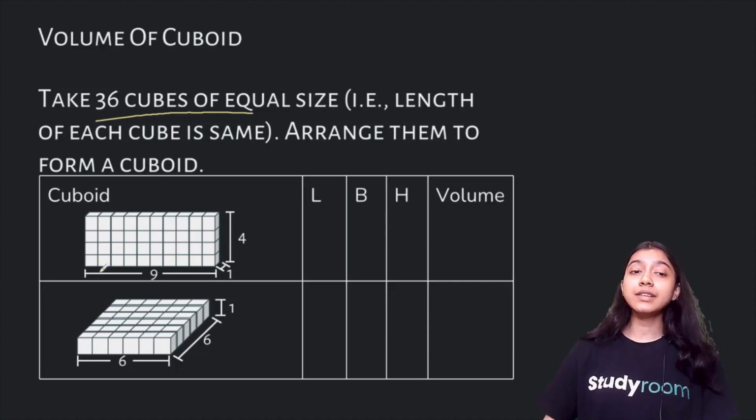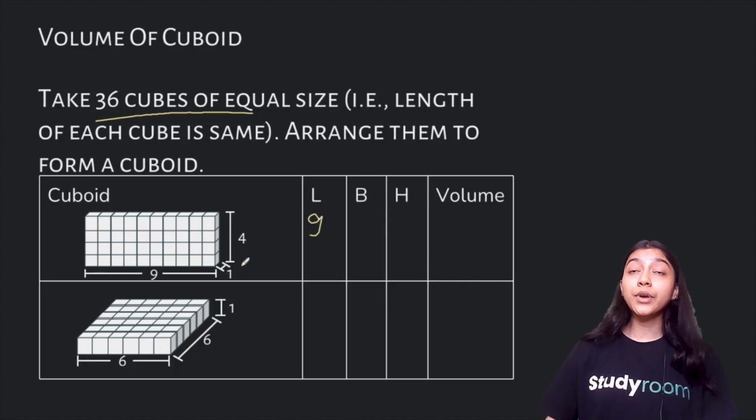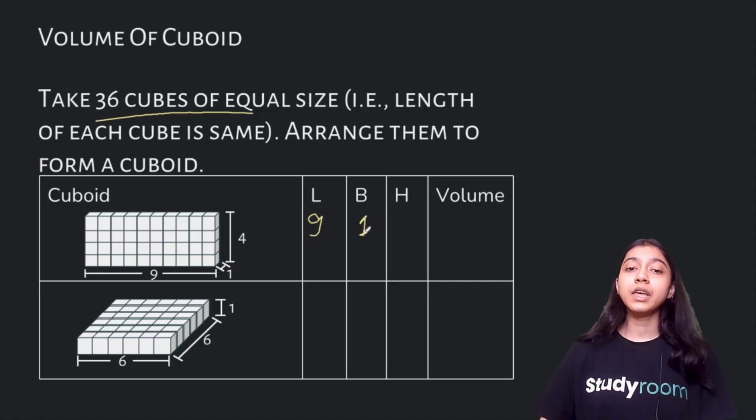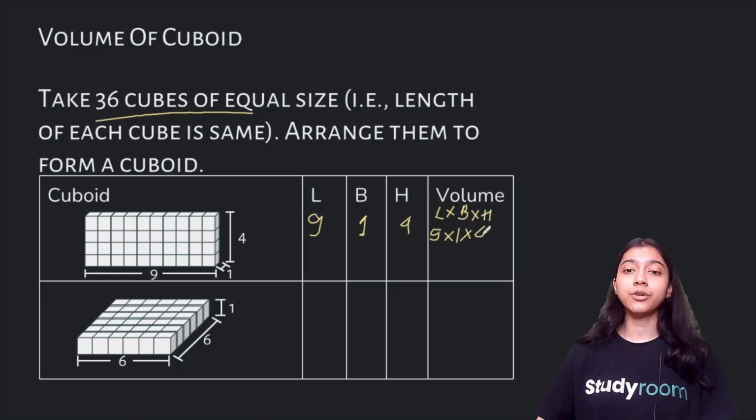So over here we can see that the length of the cuboid is 9. So we'll write 9 as the length of the cuboid. The breadth of this cuboid will be 1. So we'll write 1 over here. And the height of the cuboid is 4. Now, in order to find the volume, the formula is length multiplied with breadth multiplied with height. So we'll have 9 multiplied with 1 multiplied with 4. 9 multiplied with 1 and 4 gives us 36.